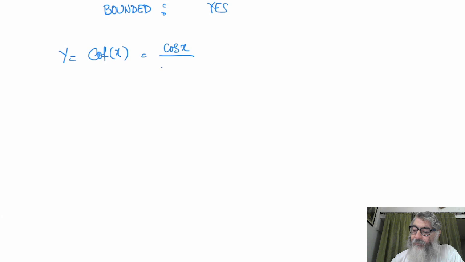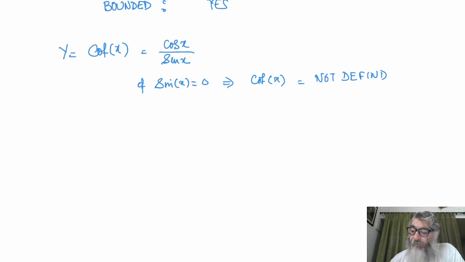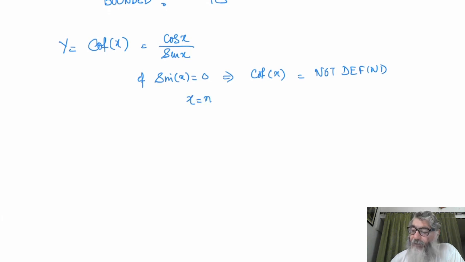There are certain things which we told you in the beginning very clearly. If sin x is 0, which is in the denominator, it will make cot x not defined. So sin x is 0 where? Where x is n pi. Either it is sin 0 or sin pi or sin 2 pi or sin 3 pi.